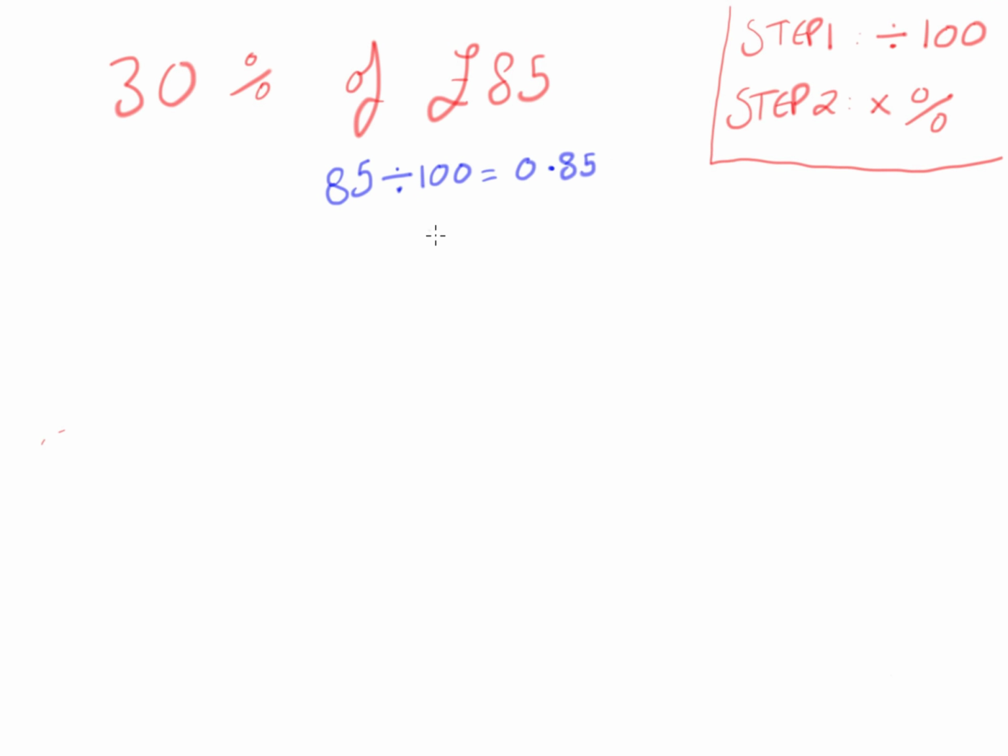And step 2 is to times by the percent that we want. So we take our answer that we just found, 0.85, and times it by the percent we want, which in this case is 30%. So we'll times it by 30. And the answer, if you've got a calculator, is nice and easy: 25.5. We want this in the original context of the question. The original question was in money, in pounds, so we'll make this £25 and 50 pence.